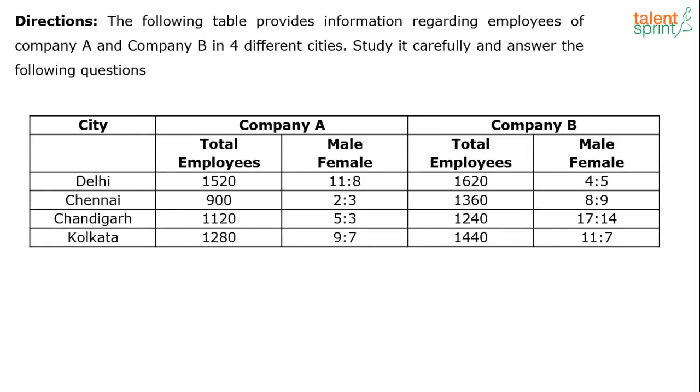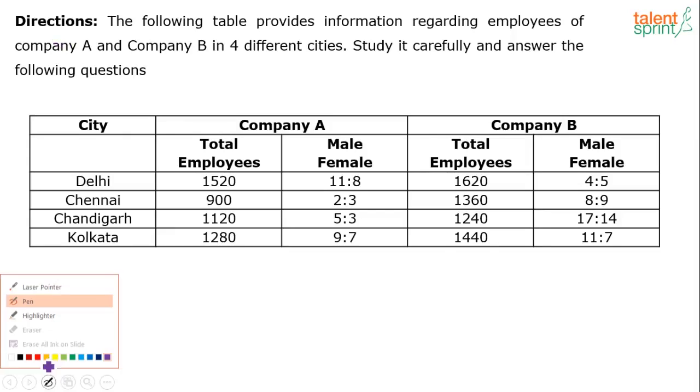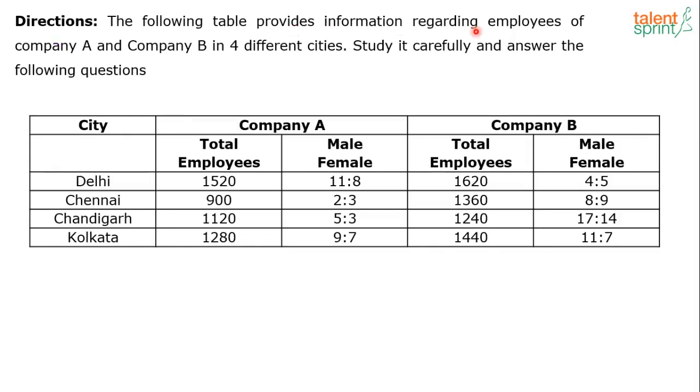Here we go. So understand the data first. What does it say? The table provides information regarding employees of company A and company B in 4 different cities. Study it carefully and answer the following question. So it's talking about 2 companies, company A and company B, and there are 4 different cities: Delhi, Chennai, Chandigarh and Kolkata. Now for each company, we have been given the total number of employees and the ratio of male to female. Similarly for company B also, total number of employees and ratio of male to female. So a very simple data there. Nothing complex about it. Nothing is missing.